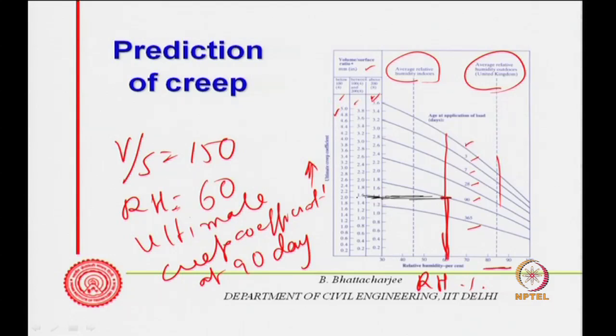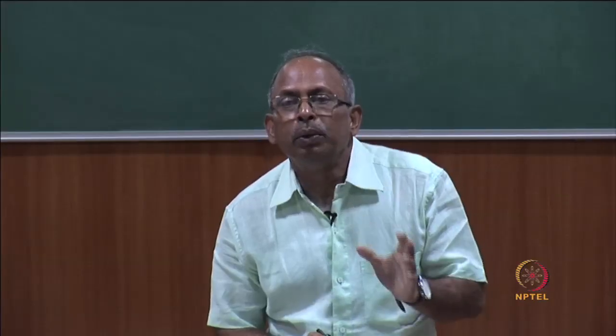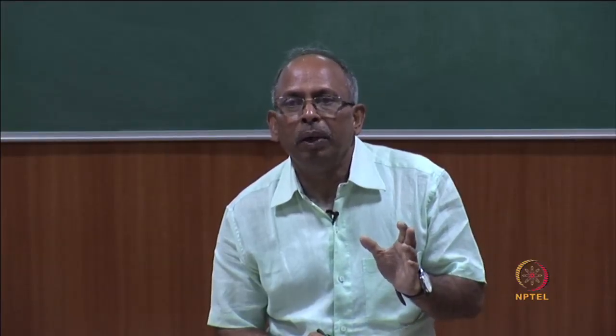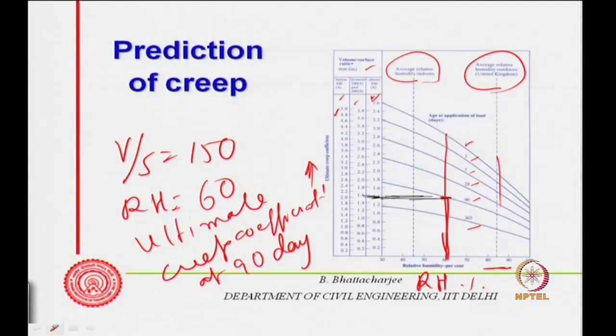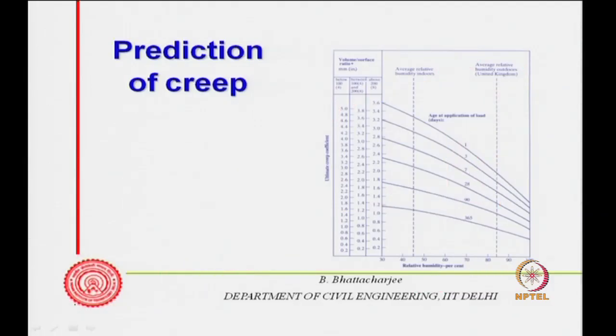Basically, using this nomogram you can find out the values of ultimate creep coefficient, depending upon the relative humidity and age. So, the factors considered here are the age, the volume to surface area ratio, and the relative humidity of exposure.